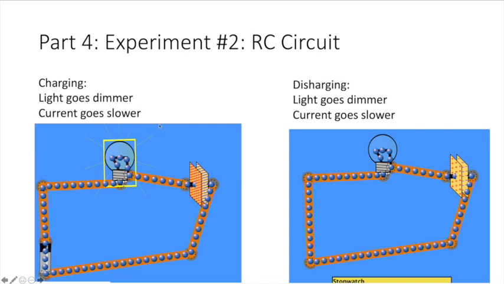And the second experiment involves an RC circuit. So when my capacitor is charging, the light goes dimmer and dimmer until it fully stops shining. And my current also goes slower and slower, and then it fully stops. And that's the same thing for when my capacitor is discharging. The light goes dimmer and dimmer, and the current goes slower and slower.